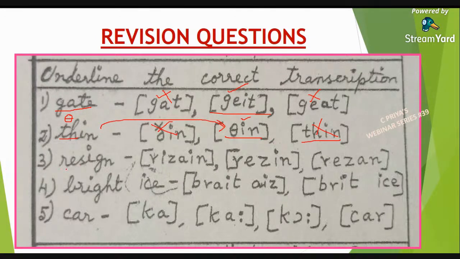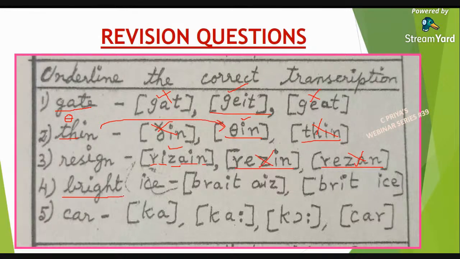The next is resign. R, E, Z, I, N. The second is resin. This is incorrect. The third, rezon, is incorrect. So which is correct? The first one. Now we go to the fourth one.